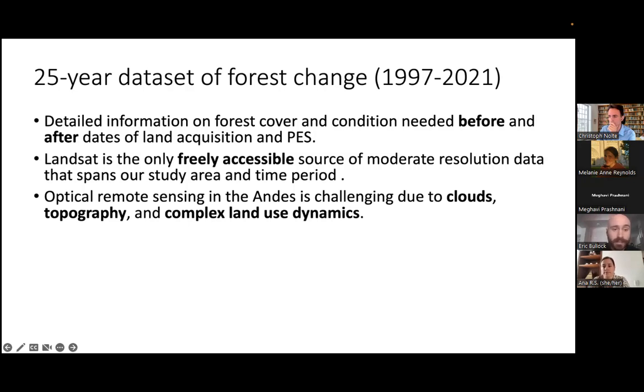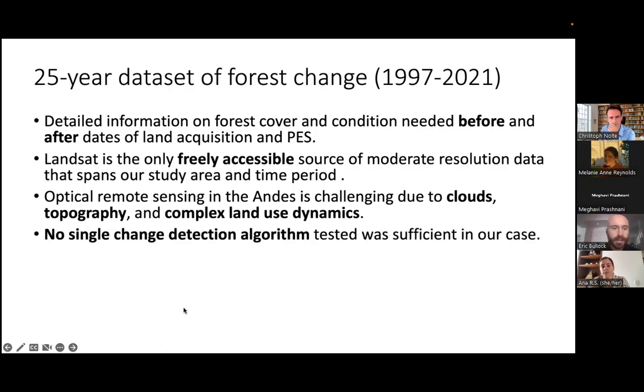As Christoph noted, remote sensing is problematic everywhere, but it's especially challenging here, due in large part to the long history of complex land use dynamics and also the environmental features.